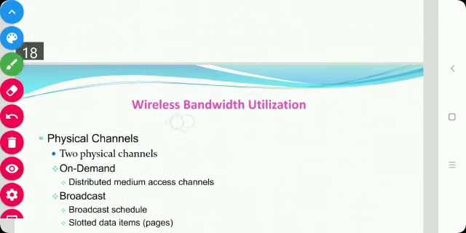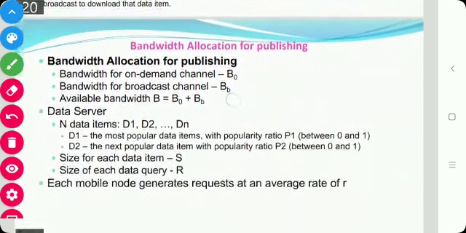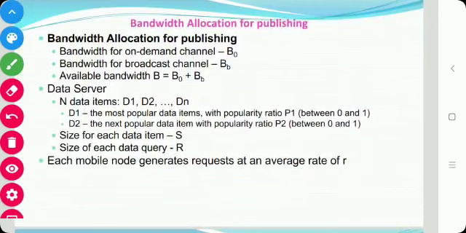This is the diagram of bandwidth allocation. We can divide our bandwidth into three: uplink request channel, on demand downlink channel, and broadcast downlink channel. Then, broadcast allocation for publishing. As we know, the bandwidth for the on demand channel is B0 and the bandwidth for the broadcast channel is BB. So the available bandwidth is the summation of B0 plus BB.